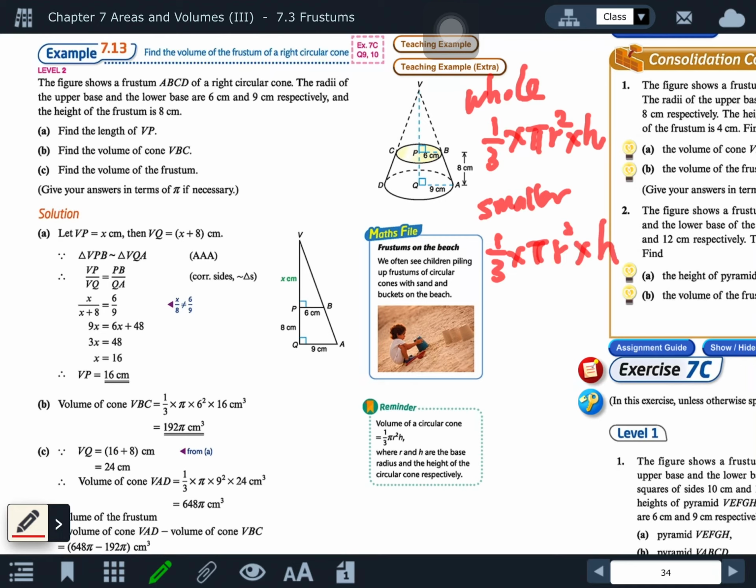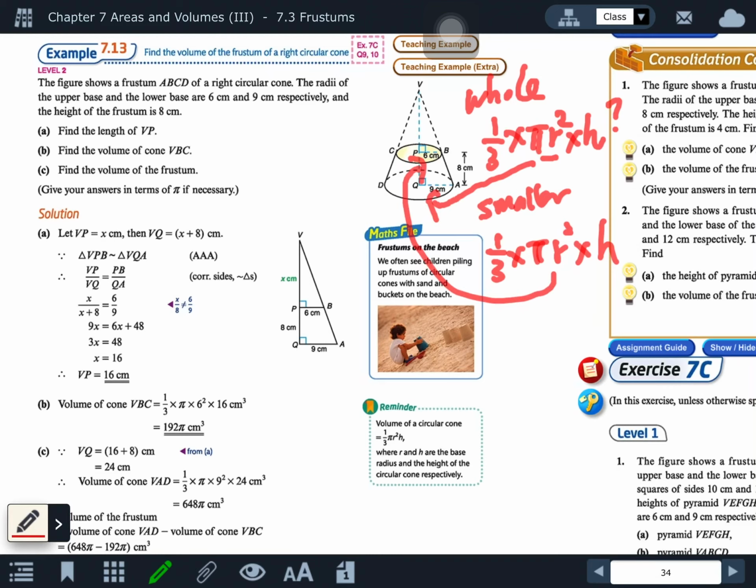Therefore, actually we need at least 4 data. The 4 data are: the bigger part with radius, we now have 9 here. For the bigger part we need a height; we don't have one because we don't know the height of VP. And then we have a smaller radius, which is 6.